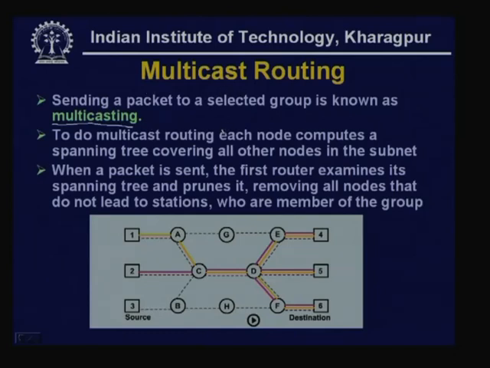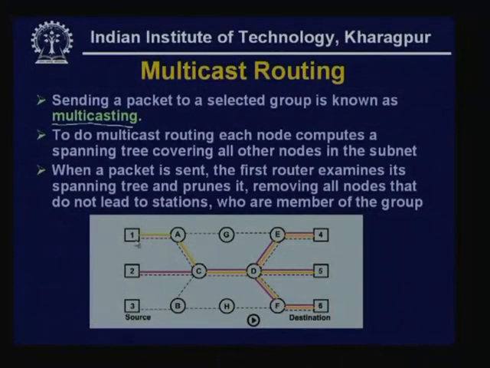One very special situation of multicast routing is broadcasting. Suppose a particular node has to broadcast some information to all other nodes. For that, the obvious candidate is flooding. So, flooding can be used whenever broadcasting has to be done to all the nodes. Here, for example, if this node wants to broadcast something, it will do the flooding and it will reach all the stations.